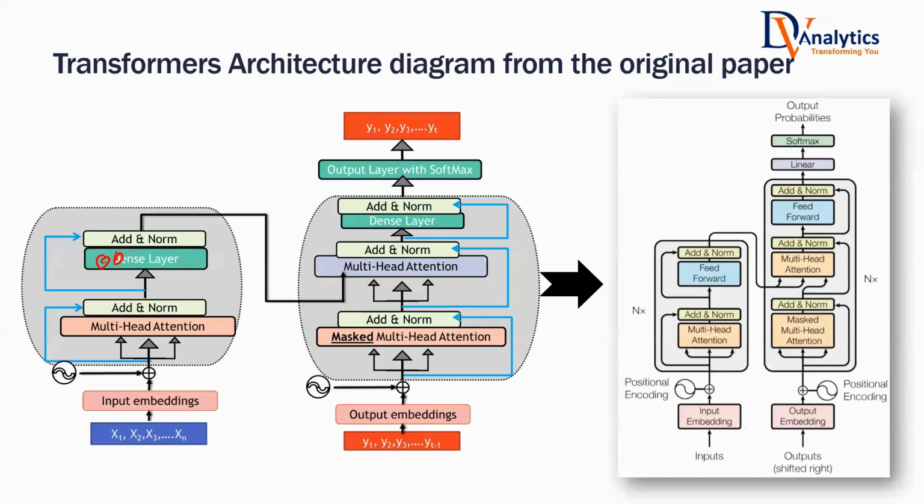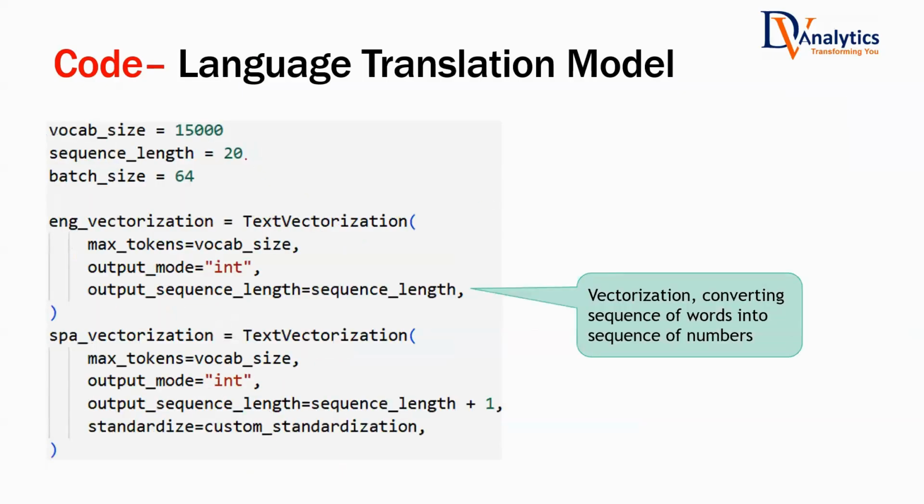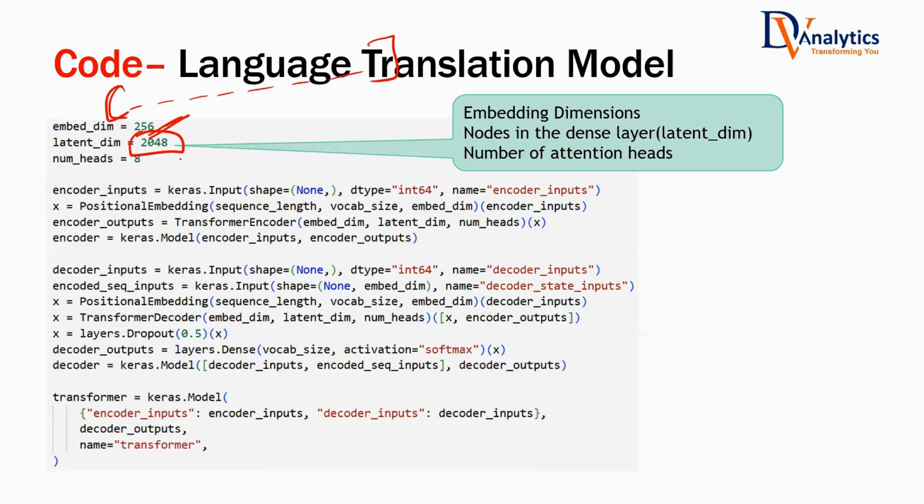So here the number of nodes in the dense layer is 2056 or whatever the number that we have taken. This is what the latent dimensions are meaning. Number of nodes in the dense layer are 2048. Again, it depends on how large your data is, what is the complexity of the data. These are the hyperparameters which we have to train.